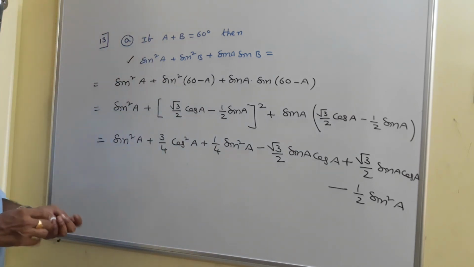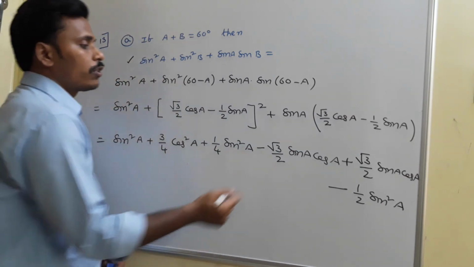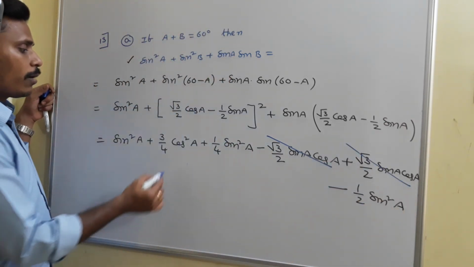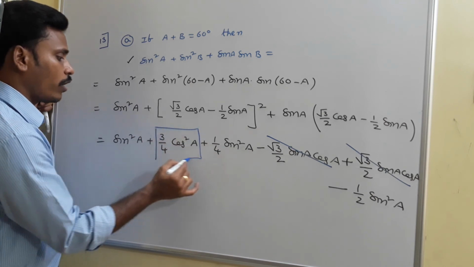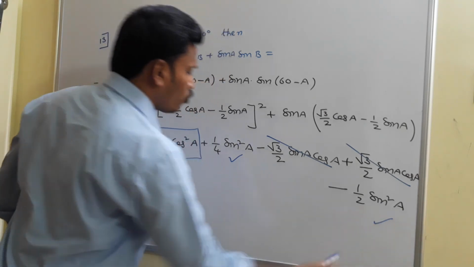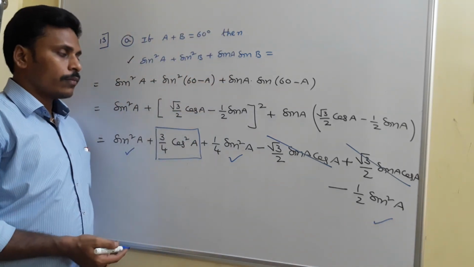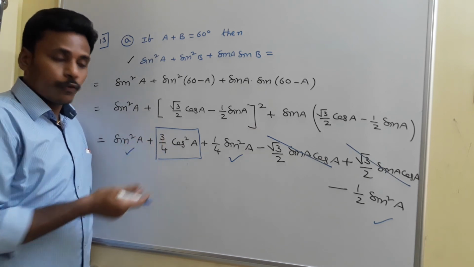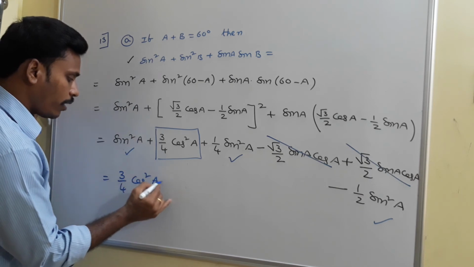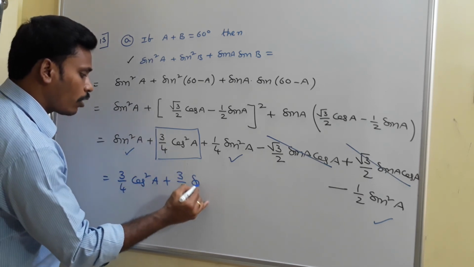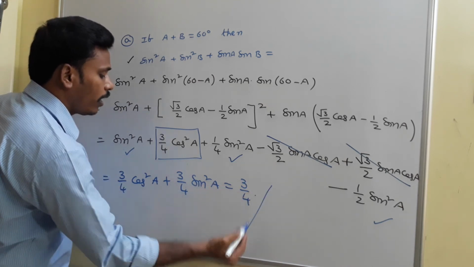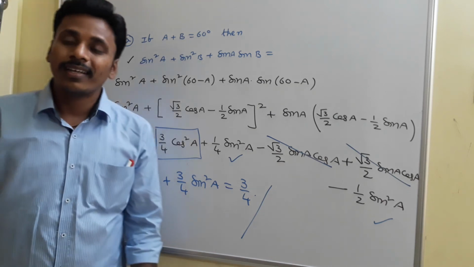We need to simplify further. The minus root 3 by 2 sinA cosA and plus root 3 by 2 sinA cosA get cancelled. Then 3 by 4 cos²A is one term, and for sin²A we have 1 minus 1 by 2 plus 1 by 4, which is 3 by 4. This is equal to 3 by 4 cos²A plus 3 by 4 sin²A. Taking 3 by 4 common, cos²A plus sin²A is 1, so your answer is 3 by 4.